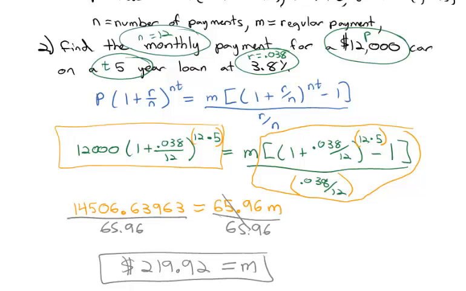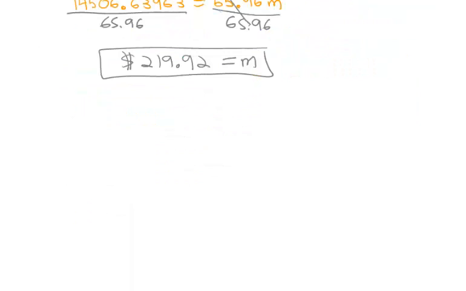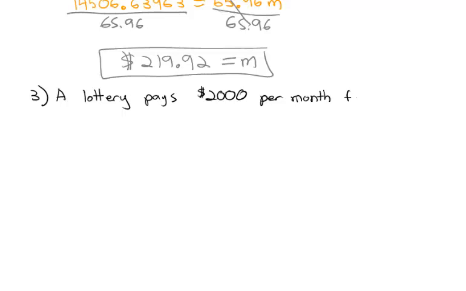Here's an interesting question, though, that we can look at. Number 3. A lottery pays $200 per month. Oh, I'm sorry, that's not very exciting. Let's make it exciting. $2,000 per month for 10 years.